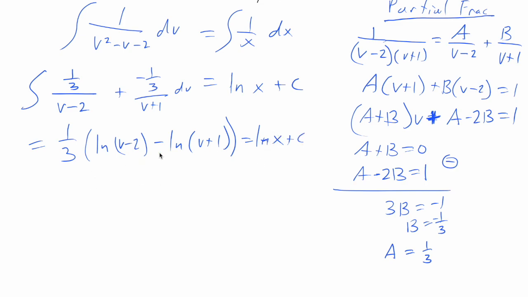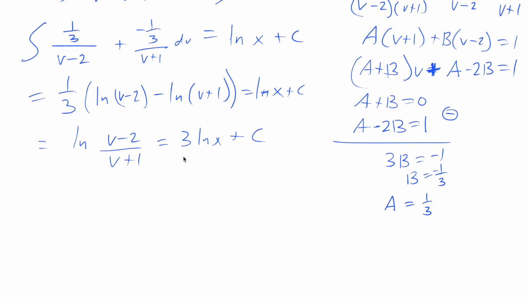Okay, so maybe the best thing to do is multiply both sides by 3, and then we can combine these using a log rule. ln of (v minus 2) over (v plus 1) equals 3 ln x. Now 3 times c is just another constant, so we keep that as c. And to solve this, actually let's bring the 3 up here using another log rule.